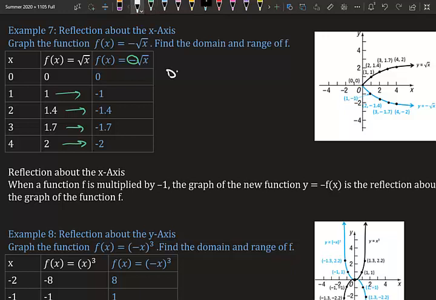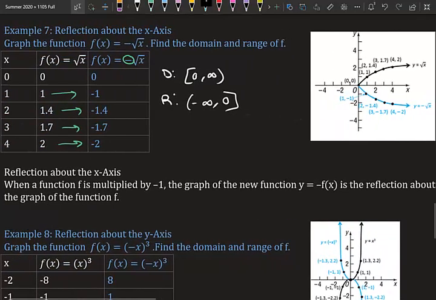Our domain, we find it the same exact way. So the blue graph, it's going to the right, so it's 0 to infinity. And the range, it's pointing down now. So if you're down, you're negative infinity, and our smallest y is 0. So when a function f is multiplied by -1, the graph of the new function y equals negative f of x is the reflection about the x-axis of the graph of the function f, meaning you change the y, you flip the y.